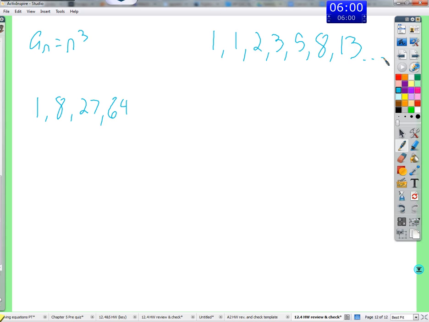The 2 numbers that come before the one you want, you add them together. So you add the first and the second, you get the third. Add the second and the third, you get the fourth. Okay? So we see the recursive pattern, but then what would be the explicit rule for this one? It's much, much harder to do.